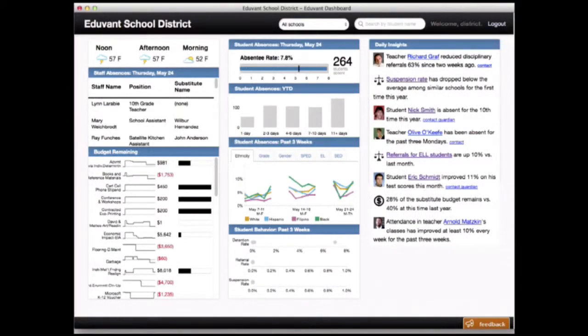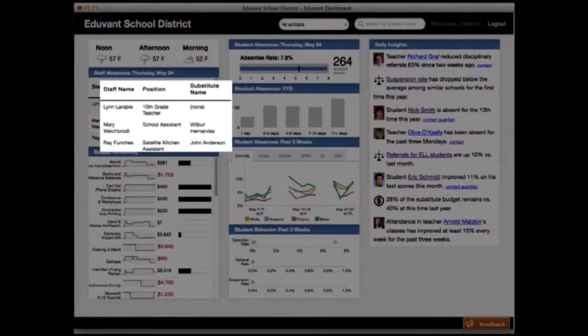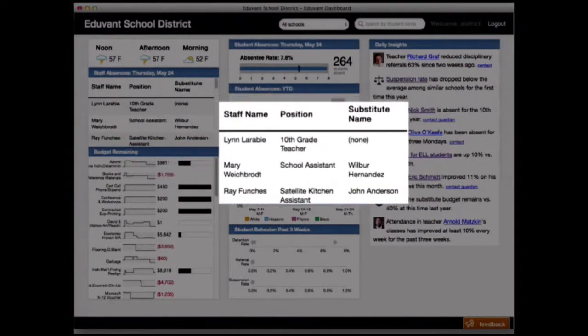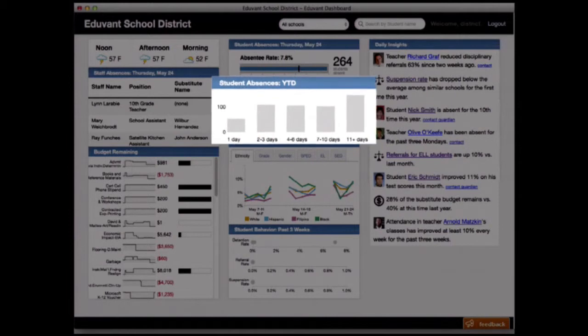Eduvant brings together the data from across all those different systems, compiles it into a beautifully designed interface on a single screen. So when Judy comes in the morning, first thing she sees that Ms. Larrabee is out today, that there's no substitute assigned to fill in for her. So she turns immediately to her assistant principal and asks him to fill in for the day. Problem solved.